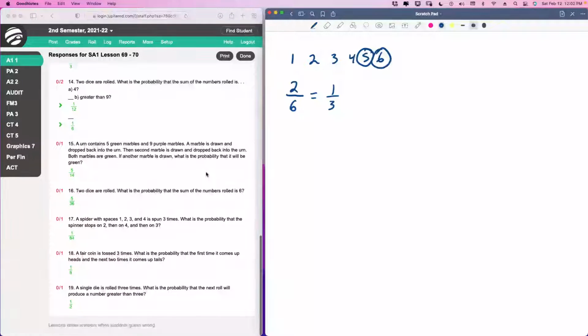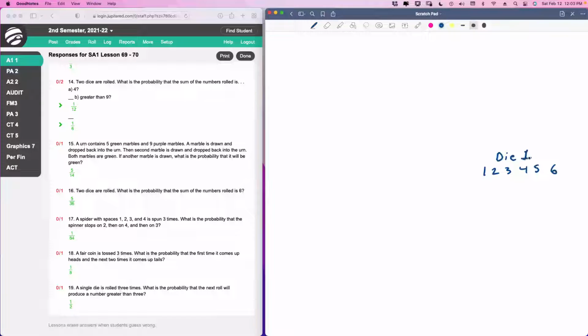Let's look at 14. All right, so we have 2 die that are rolled. So in order to understand the rolls of 2 dice, we need to create a little chart to show us what they are. 1, 2, 3, 4, 5, 6. Those are the faces of the first die. So it's die number 1. Okay. Die number 2.